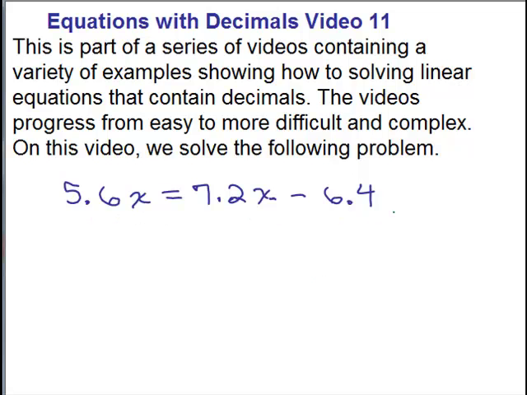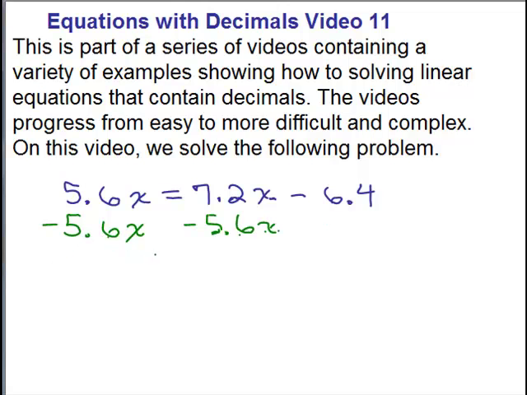What you could do is leave everything with the decimals as is and get the variables on one side and constants on the other. Now I notice 7.2 is larger than 5.6, so I'm actually going to put the variables on the right by subtracting 5.6x from both sides so that I have a positive number for the coefficient of x.